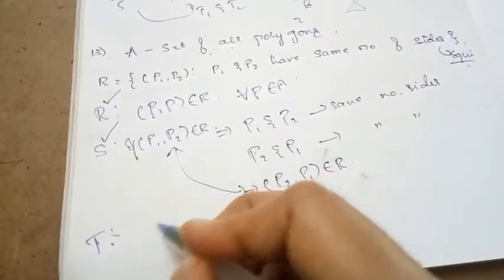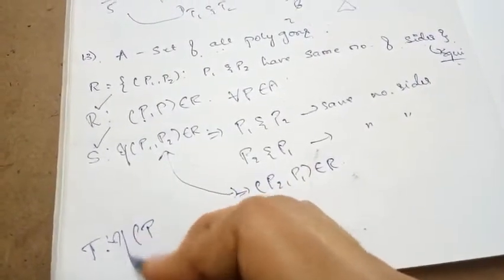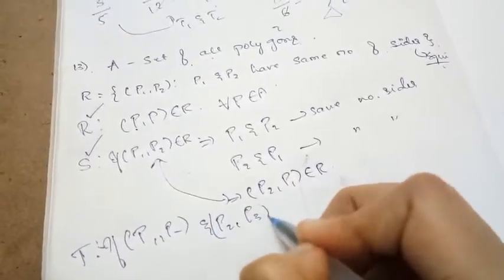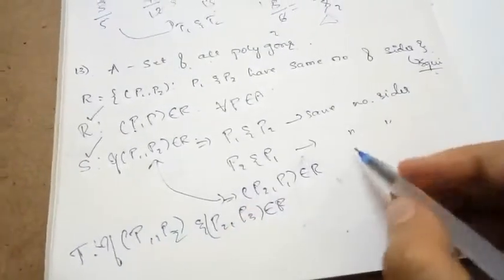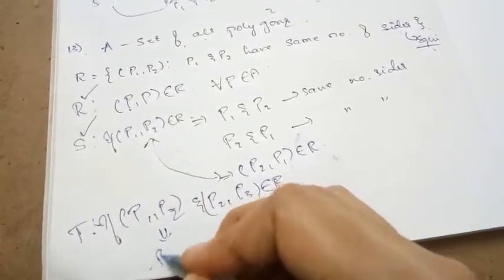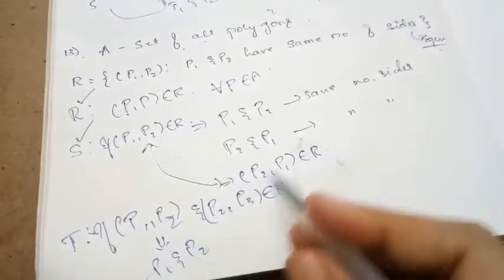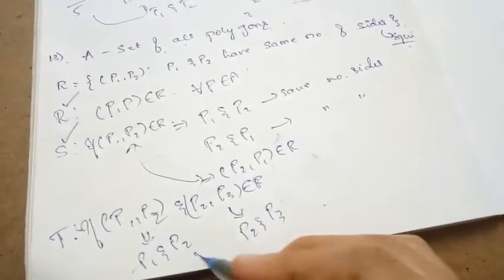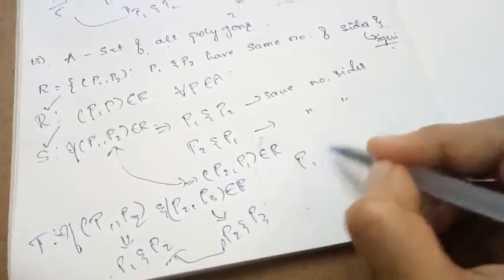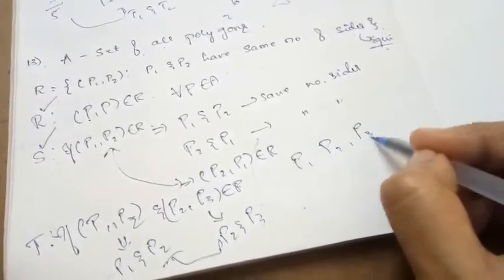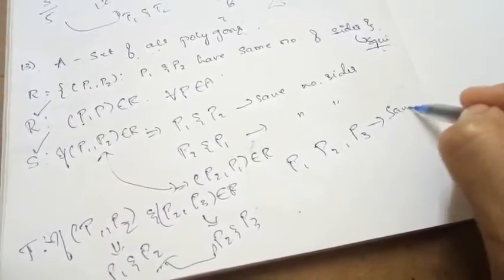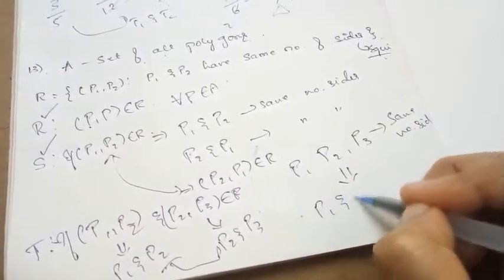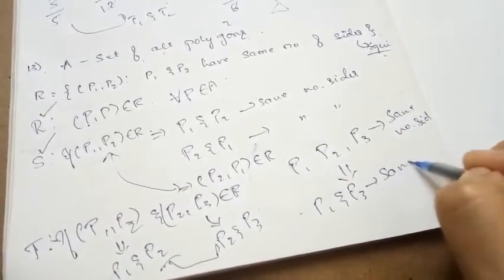Now I need to check for transitivity. If (P1, P2) and (P2, P3) belong to the relation, what happens? P1 and P2 are having the same number of sides, and P2 and P3 are having the same number of sides. If I club these three, P1, P2 and P3, all three polygons are having the same number of sides. So by this, what can I say? P1 and P3 also have the same number of sides.